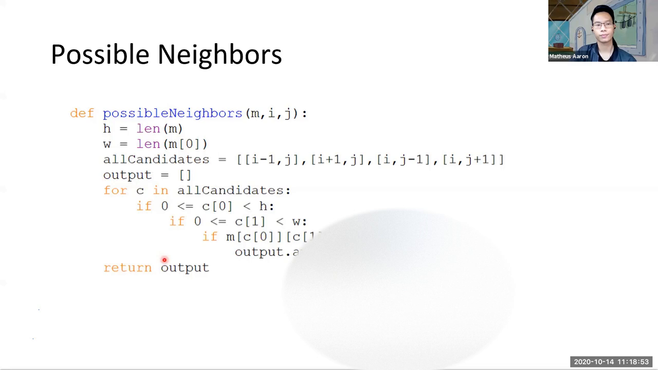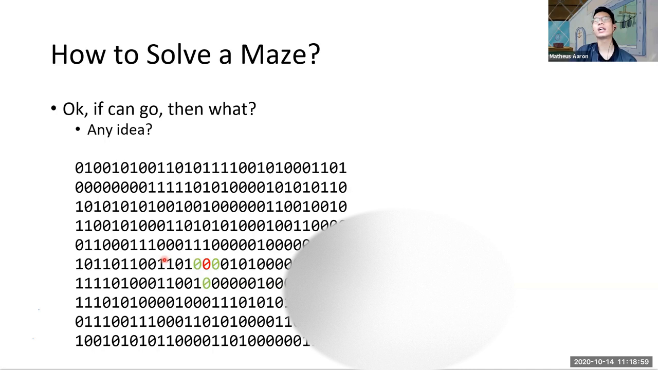Okay, then after that, now you know that if you're at position zero, you know the places that you can go. What's next? You need to walk around, right?